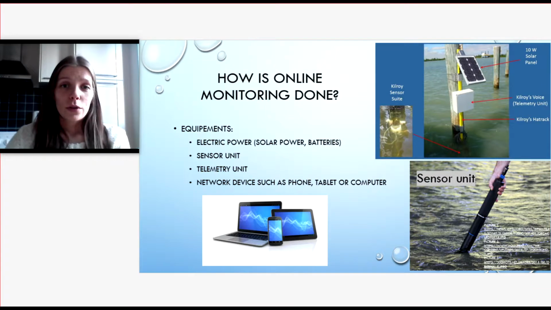Then you also need a sensor unit, whose role is to be in the water and analyze it. Also, a telemetry unit is needed because it sends the analyzed results to your electrical device with the online monitoring application. And last but not least is that electrical device with the online monitoring application, so you can read the results that the sensor unit has analyzed and the telemetry unit sent to you.